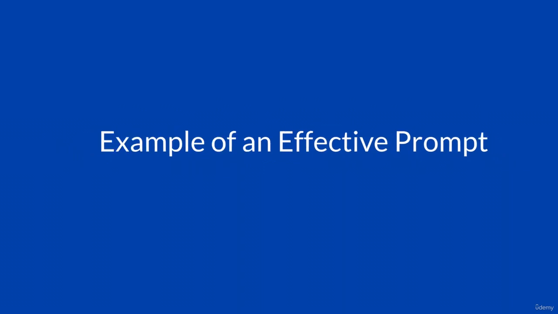Let's take a look at an example of an effective prompt. Imagine we are creating a chatbot for a recipe website. Our prompt could be, what type of dish are you in the mood for today? Appetizer, main course, or dessert? This prompt is clear, specific, and relevant to the conversation. It also sounds like something a human would say, not a robot.